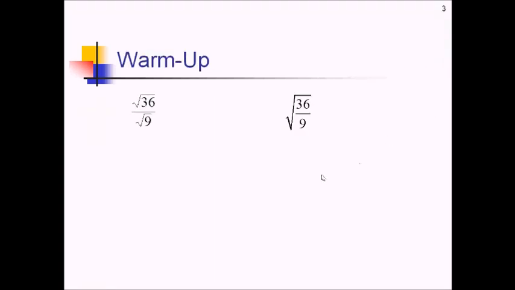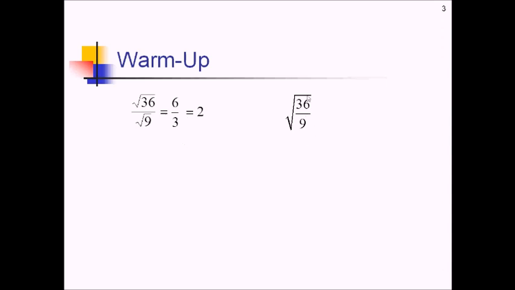For your warm-up, take a sec to evaluate these two expressions to see if these are equivalent. All right, you got it? So for this one, we have to take the square roots first. So we've got square root of 36, which is 6, over the square root of 9, which is 3. And 6 over 3 is 2.